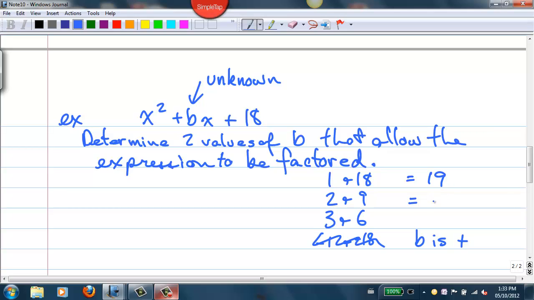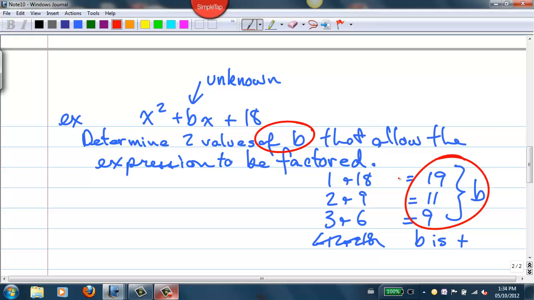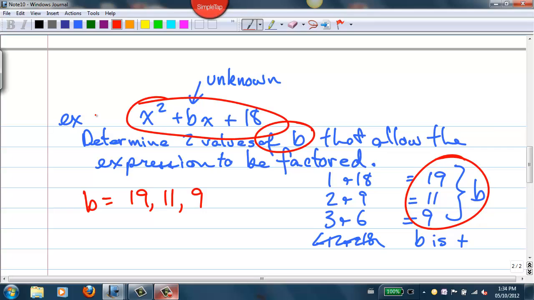If I add those pairs, I get 19. 2 and 9 add up to 11, and 3 and 6 add up to 9. All 3 of those values could go in the place of b. So I could have x squared plus 19x plus 18, x squared plus 11x plus 18, x squared plus 9x plus 18, and all of those would allow the expression to be factored. So b could be 19, 11, or 9.